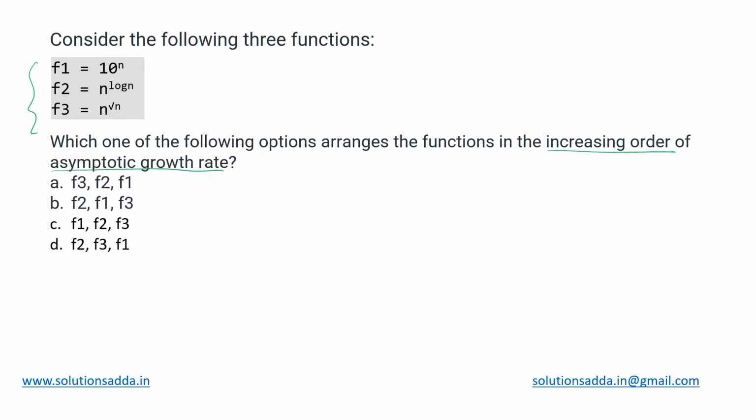So now we cannot directly compare these functions. Let us try to take the log of each of them and then substitute some large value of n, to be able to compare them easily. When we take the log of f1, it converts into log of 10 to the power n, and we're taking the base to be 10 itself. So this becomes n times log 10 to the base 10, which is n itself. So log of f1 actually becomes n.